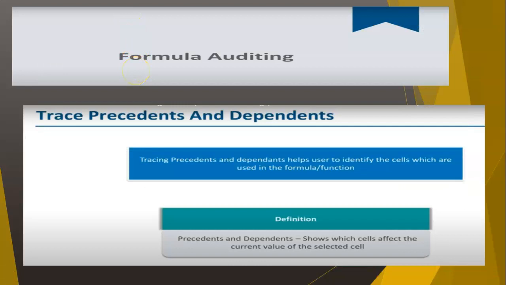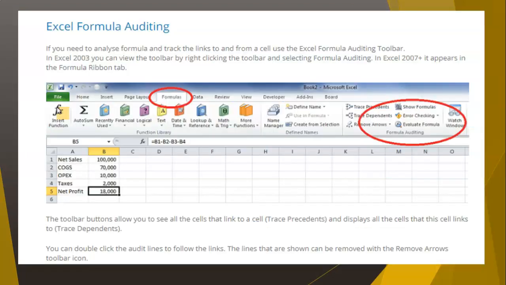So under formula auditing, the first one being trace precedence. So what are trace precedence and dependence? These help users to identify reference cells used in the formula and functions. Difference between precedence and dependence is that precedence are the cells or ranges that affect the active cell's value and dependence are cells or ranges that are affected by the active cells. So in an Excel bar, you can see formula under the tabs and they are embedded under formula auditing.